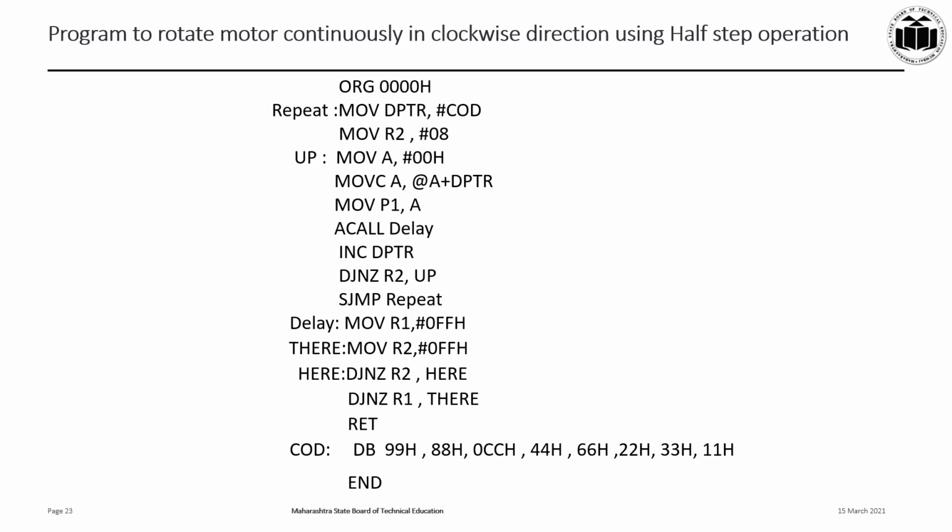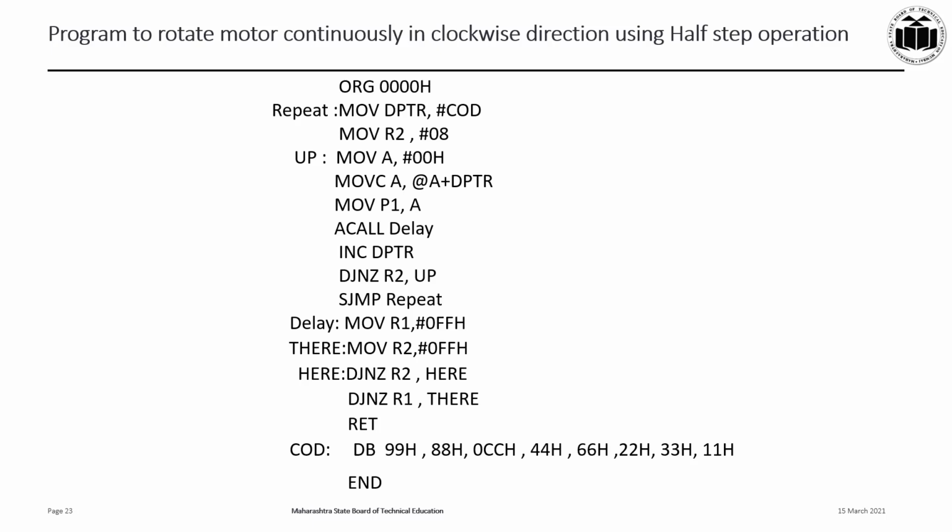Again MOV A, #00H makes A 00. DPTR is pointing towards the next location, which contains 88H. So MOVC A, @A+DPTR now moves the code 88H into register A, which is then sent to the port where the stepper motor is interfaced. Again a delay is called. Again DPTR is incremented by 1 to point towards the third step sequence. R2 is decremented by 1. This process repeats till R2 becomes 0.